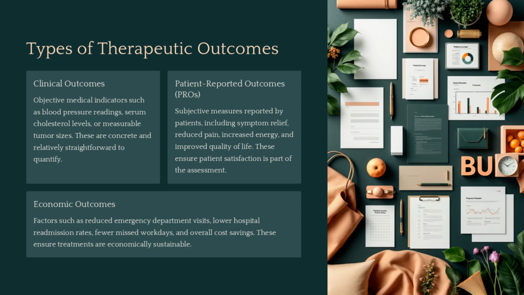Therapeutic outcomes can be categorized into clinical outcomes, patient-reported outcomes, and economic outcomes. Clinical outcomes are objective measures like blood pressure readings. Patient-reported outcomes include subjective measures such as pain levels and quality of life. Economic outcomes assess the financial impact of treatments, such as reduced hospital readmission rates.